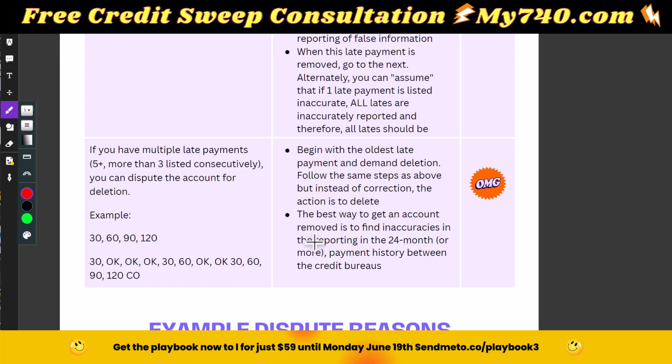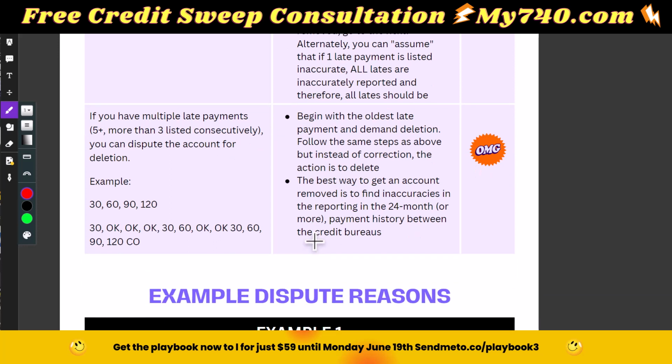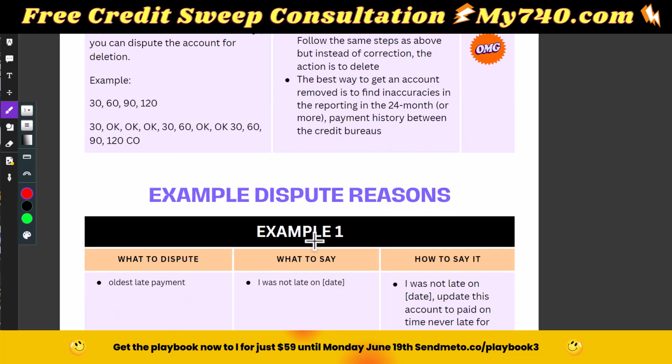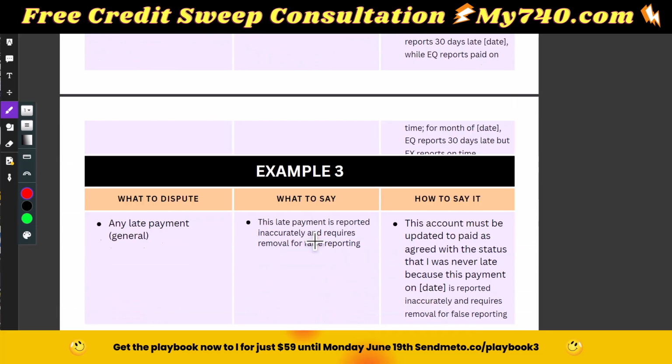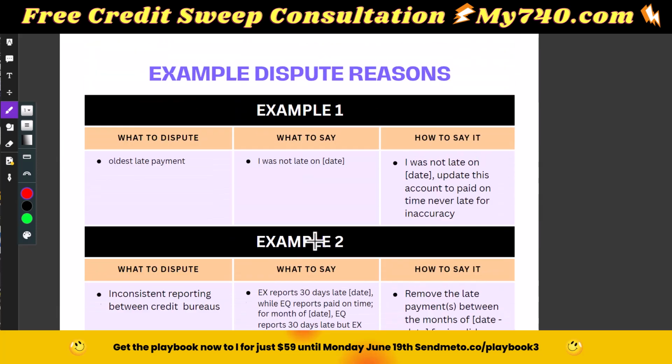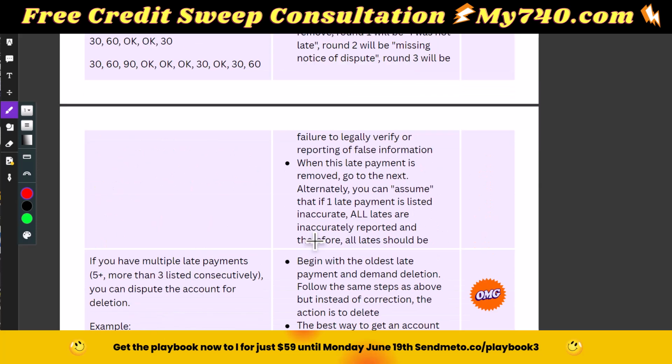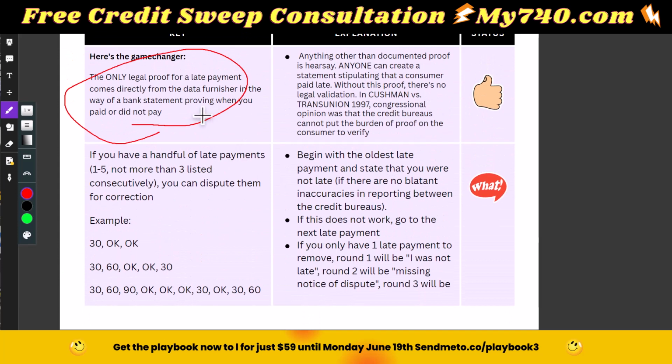The best way to get an account removed is to find the inaccuracies in the reporting in the 24-month or more payment history between the bureaus. So this bureau said that you paid on this date, but the other bureau says that you were late for that date. This works all the time. And I actually give you 3 different examples, other steps, exhibits to use, what an exhibit is, and more. But that is the key. That is the game changer.